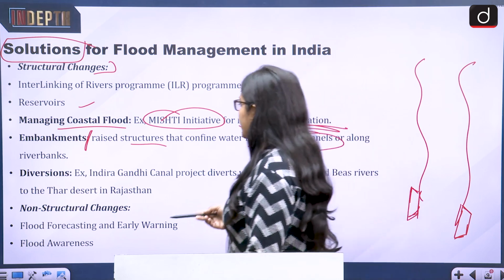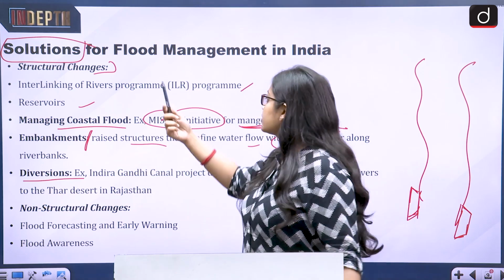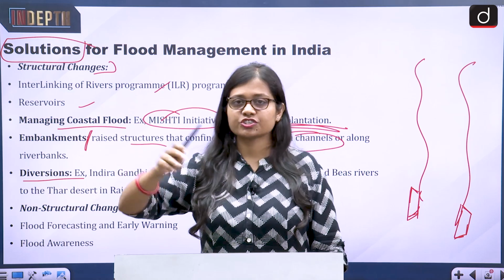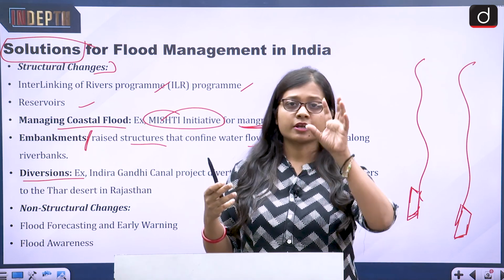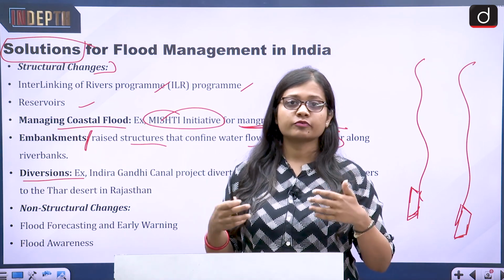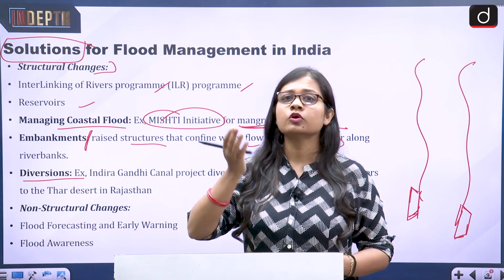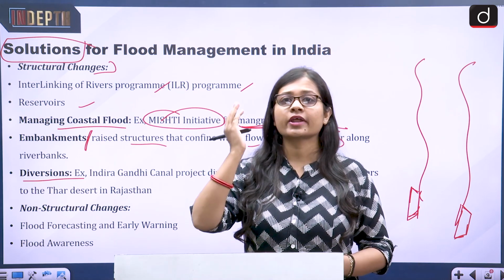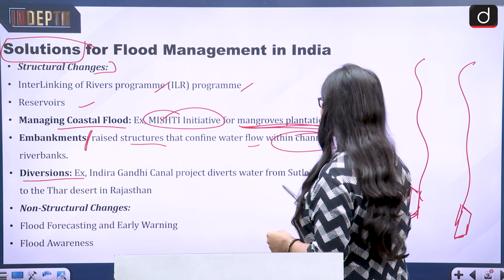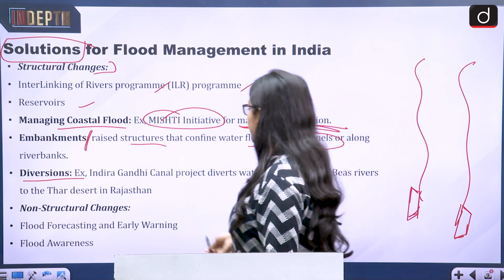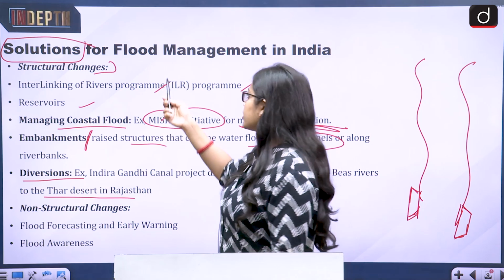Then comes another point, and that is diversions. Diversion can work the same way as the interlinking of rivers program, but on a smaller scale. The river which is overflooded, or which has more water, can have water diverted from it, and that water can be shifted to any other river, reservoir or dam. An example is the Indira Gandhi Canal project. It diverts water from the Satluj and Beas rivers to the Thar desert in Rajasthan, where that water is used for irrigation purposes. So these are a few of the structural changes.